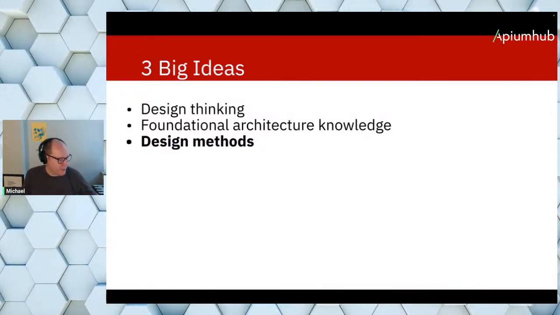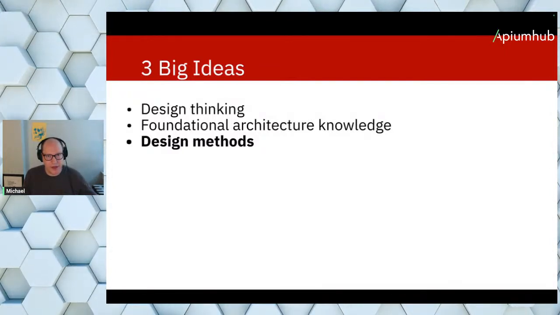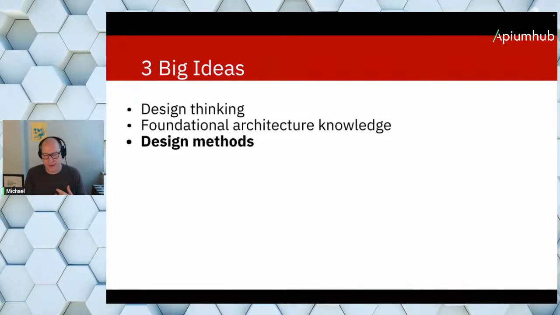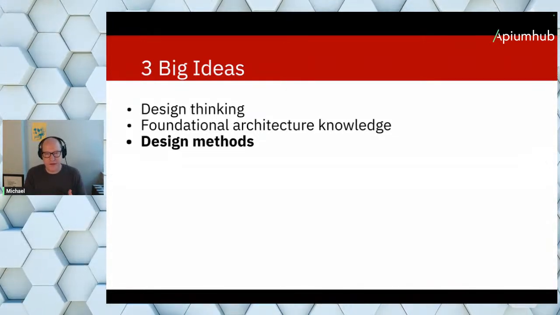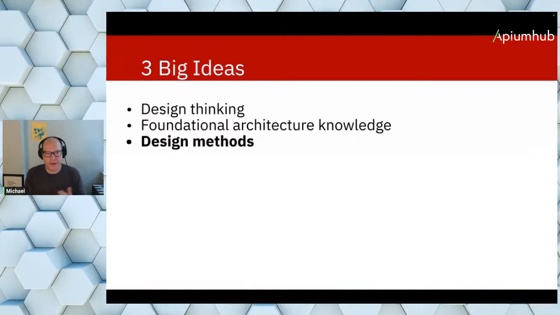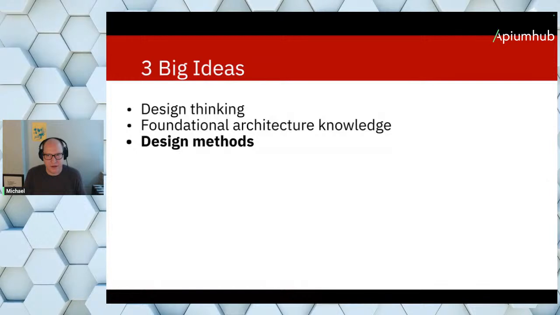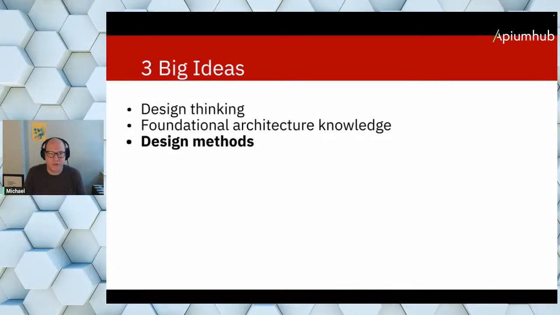All right, the last big idea from Design It was these design methods. At this point, you would have the design thinking ideas in place. We have some foundational knowledge. How do you do design? What are some things that designers actually do, that architects actually do?